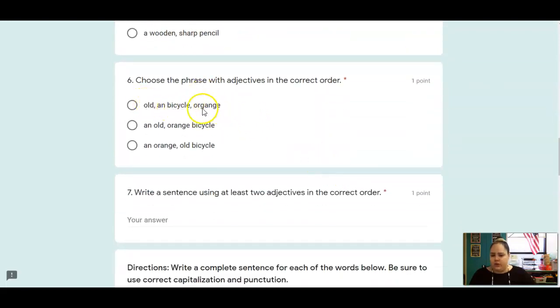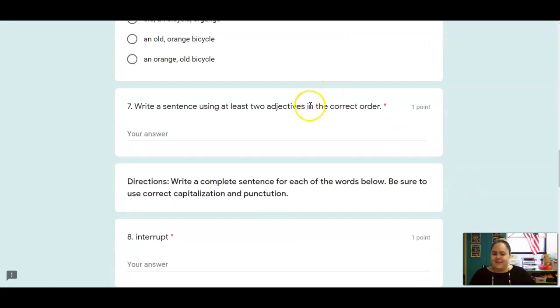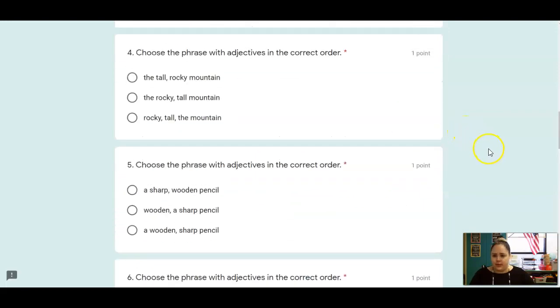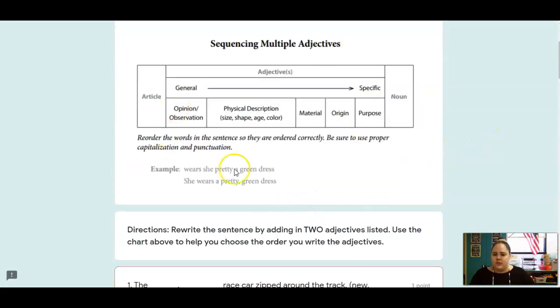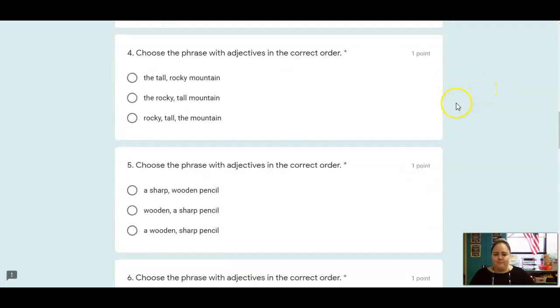A bicycle, orange, that should say orange. An old orange bicycle, an orange old bicycle. And then number 7, you're going to come up with any sentence you want that uses 2 adjectives in the correct order. So again, refer to this chart to help you. And if you need any help, hop onto Zoom so we can help you out, okay?